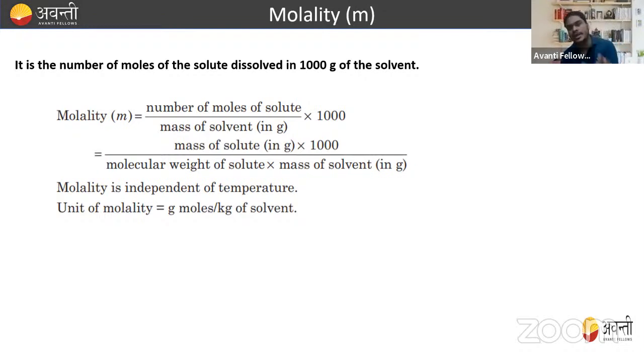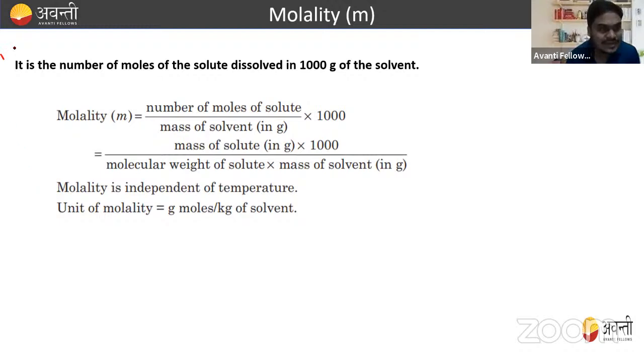But if I'm talking about molality, what is molality, beta? Molality means nothing but the number of moles per kilogram of solvent. So here we took a solvent, whereas in molarity, we consider the volume of the solution. So these are the important differences between molarity and molality.